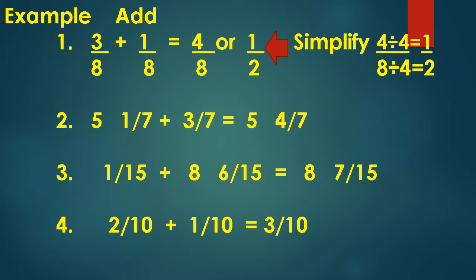Number 2, 5 and 1/7 plus 3/7 is equal to 5 and 4/7. Number 3, 1/15 plus 8 and 6/15 is equal to 8 and 7/15. Number 4, 2/10 plus 1/10 is equal to 3/10.